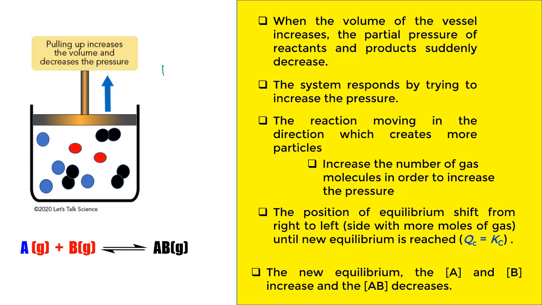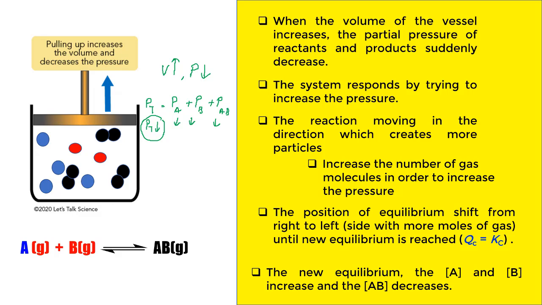Apa jadi kalau saya increase the volume of the container? Saya tarik piston ni ke atas. Maksudnya pulling up increases the volume and decreases the pressure. So the partial pressure of the gas in the mixture decrease immediately ataupun suddenly. Jadi sekarang maksudnya bila saya increase volume of the flask, okay, apa yang berlaku? Partial pressure of A, partial pressure of B, partial pressure of AB akan suddenly decrease ataupun decrease immediately. So itu akan menyebabkan total pressure juga akan berkurang.